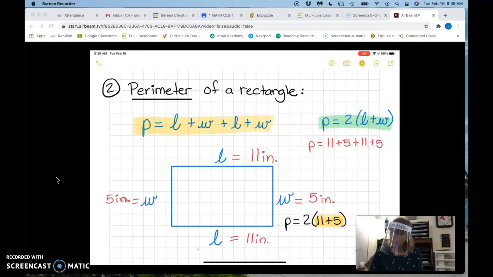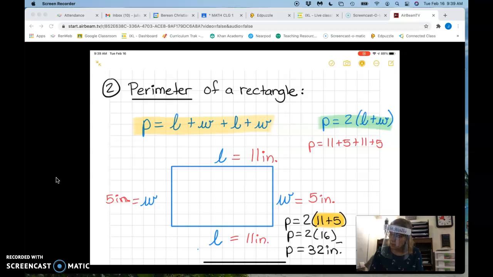I have to do parentheses first. Remember? Parentheses first. Exponents next. Remember that? PEMDAS? Okay, so first I'm going to do 11 plus 5, which is 16. And then I'm going to multiply that by 2, which Jerry already said is 32.